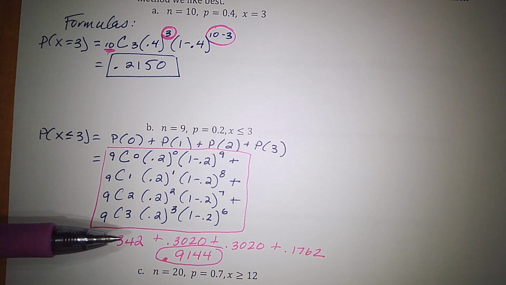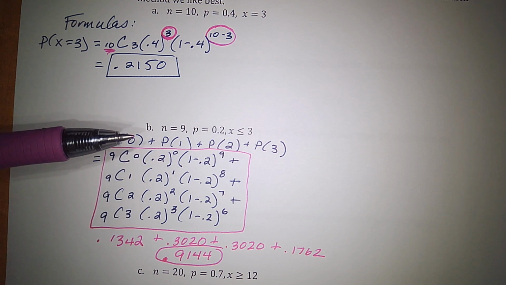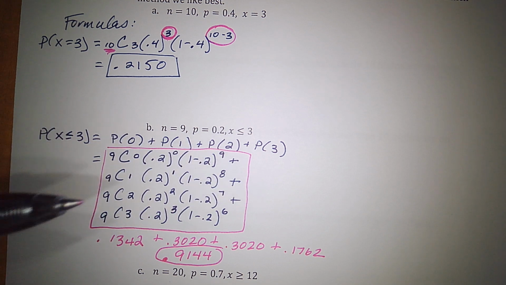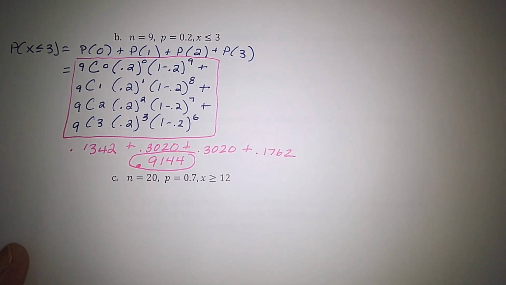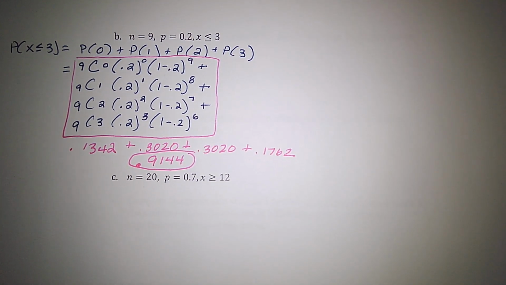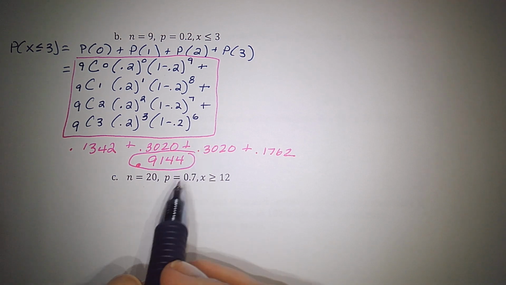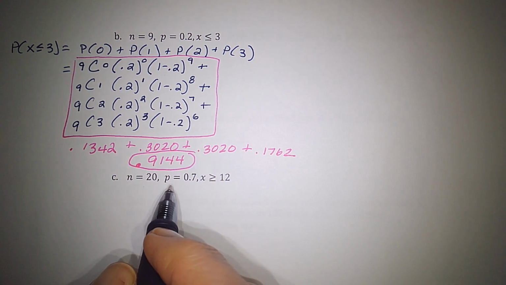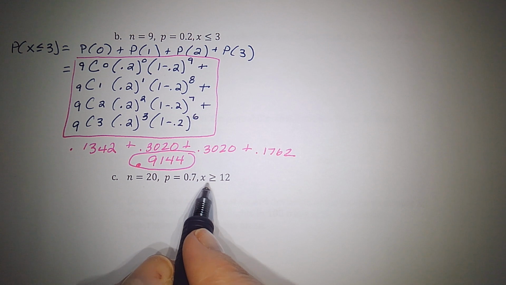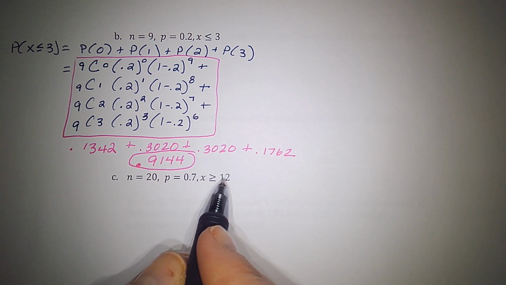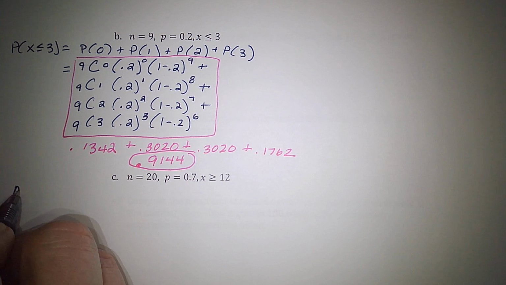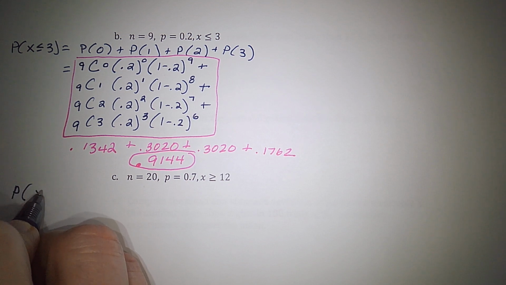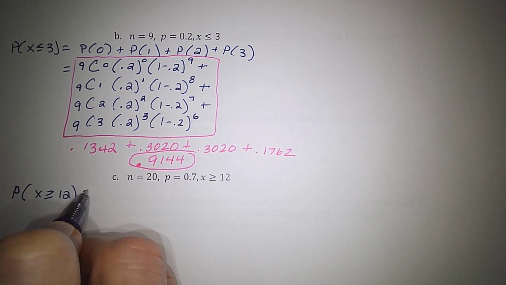You can see that this becomes quite large when we have to do multiple of them together, which is going to prove to be a little grueling for this question. This question here says I have n independent trials, and I want to know the likelihood of getting 12 or more successes. So I want to find the probability of getting 12 or more successes.